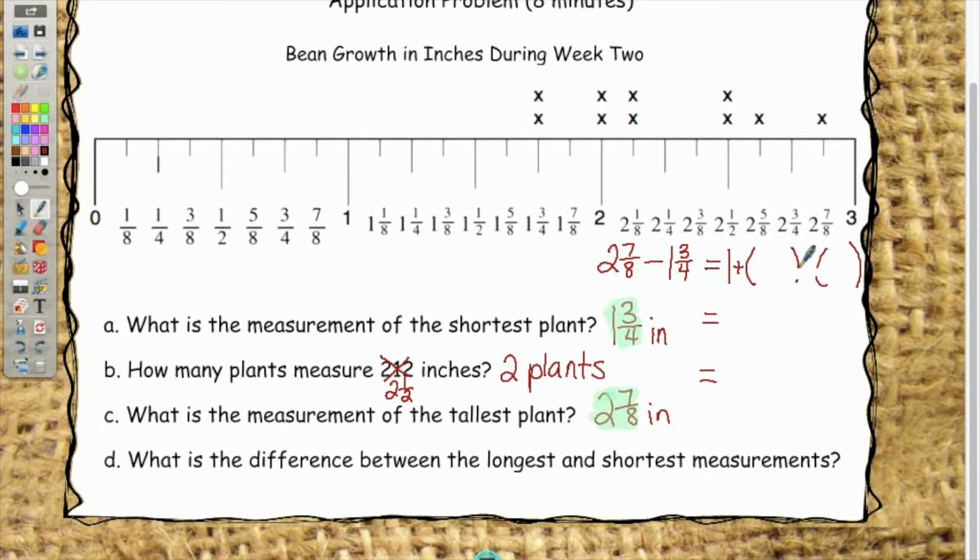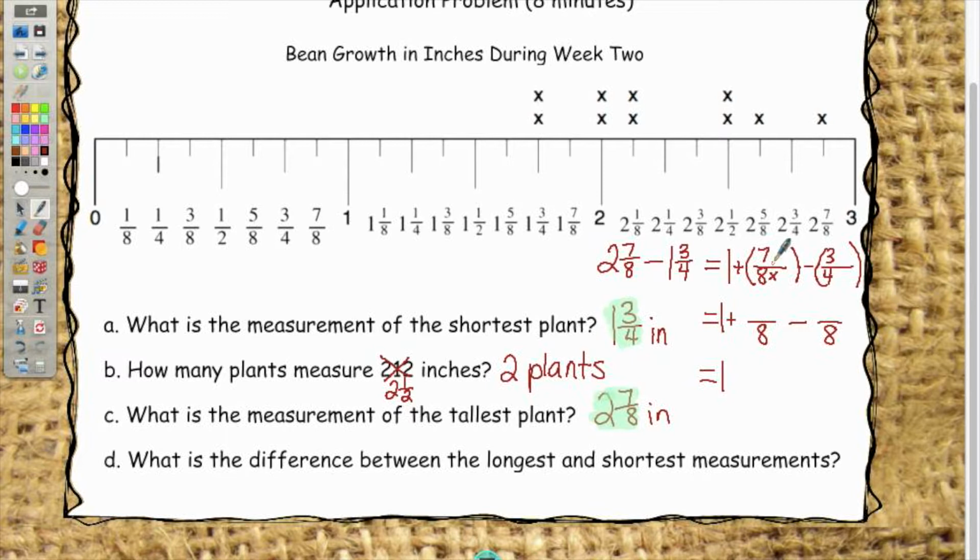Okay, so we're going to change them both to what? 8ths. Because 8 times 4 is 32. That's pretty large, isn't it? So let's change them both to 8ths. And then let's figure out our answer from there. Okay, so 7/8 and 3/4.